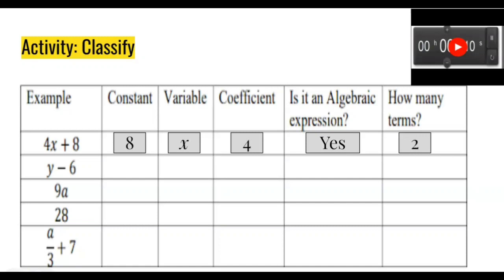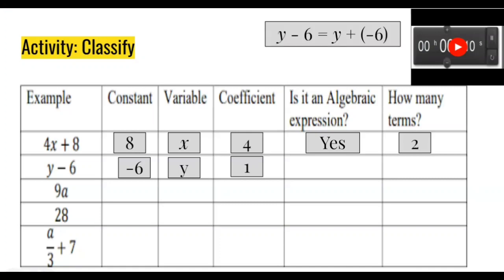For our second problem, y minus 6. Yes, we have a constant. Our constant will be negative 6. Our variable will have to be y. Our coefficient is 1. Remember, y is the same thing as 1 times y. And yes, it's an algebraic expression, because they are added. It is separated by an operator. Y minus 6 equals y plus negative 6. So yes, it is an algebraic expression. How many terms? 2 terms.